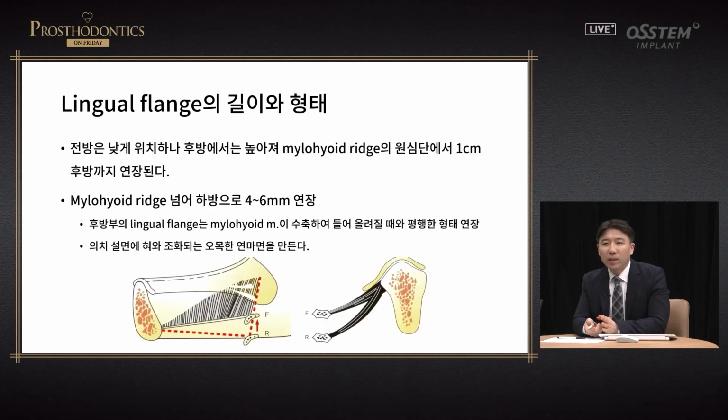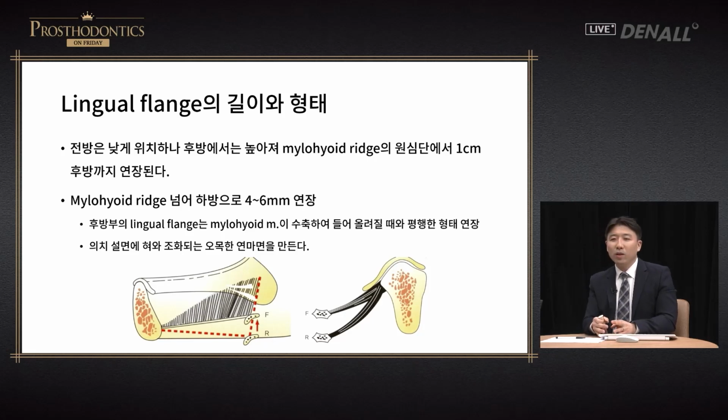We need to take an impression of how the floor of the mouth moves. As you see over here, the mylohyoid ridge is over here. It forms the floor of the mouth. The muscle is attached to here. The muscle goes up, but the length of the denture does not become shorter accordingly, but it passes through the design. The design becomes like this, as shown on the right in the posterior area. It passes the mylohyoid ridge and extends about 4 to 6 millimeters.